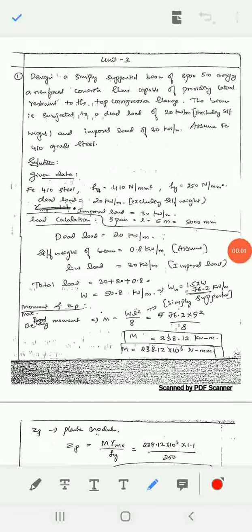Now we'll discuss unit 3, right? These two problems are there in unit 3. So you'll get 20 marks from unit 3: 5 marks theory plus 15 marks problem.